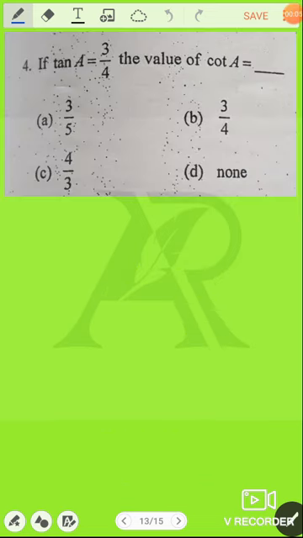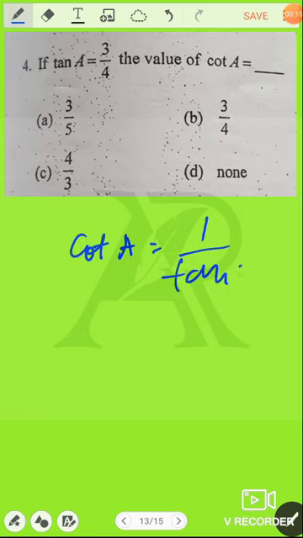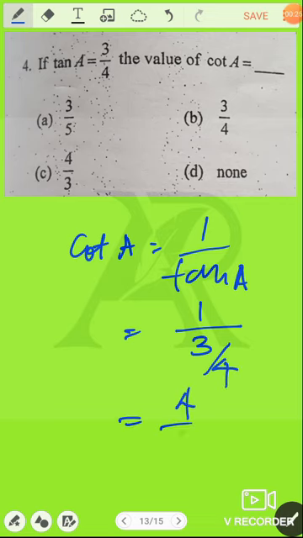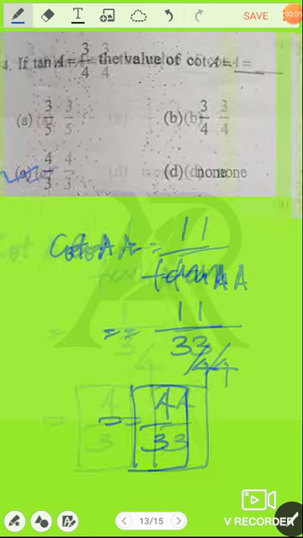If tan A equals 3 by 4, the value of cot A equals dash. We know that cot and tan are reciprocals. Therefore, cot A equals 1 by tan A, I can write. They have given the value of tan A as 3 by 4. I will substitute that. Tan A is 3 by 4. If I take 4 up, it will become 4 by 3. Therefore, the value of cot A is 4 by 3. Let us see the option. See the option C, 4 by 3. That is the correct answer. Let us see the next question.